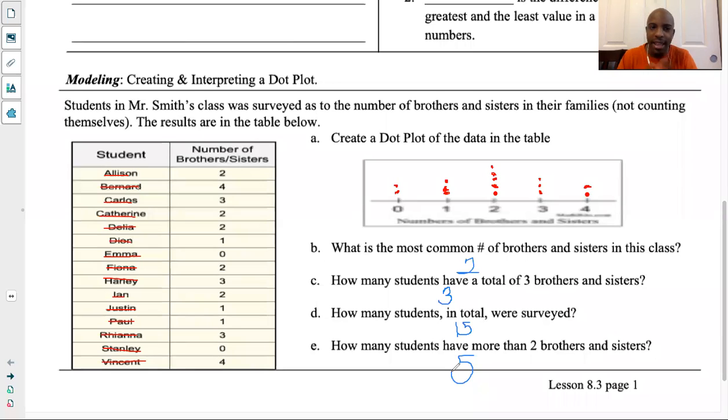Okay? And that's what we're doing. So we're creating dot plots. We're interpreting the data from the dot plot, right? And every now and then you'll probably be asked, what's the range? Now, in this particular problem that I gave you here on the modeling, the range is simple. It's 4 minus 0, which means the range here is 4, okay?